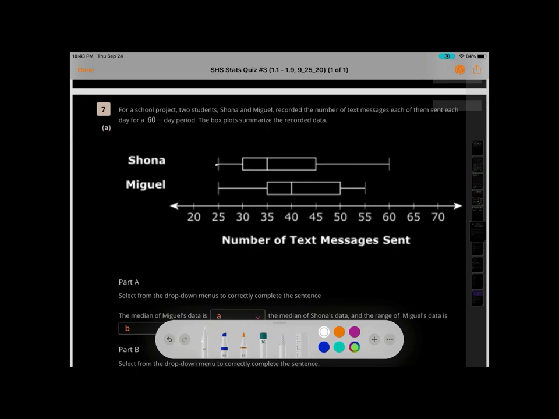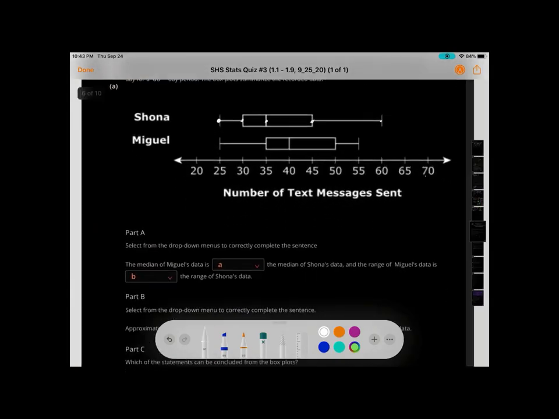This is your minimum. This is Q1, so between those two dots represents 25% of the data. This is your median. That means from here to the minimum is 50% of your data, or so far each of those are 25%. Quartile 3, 75%, and 100%. Okay.